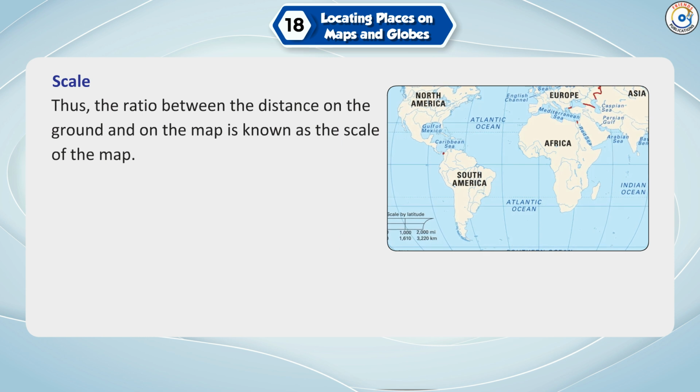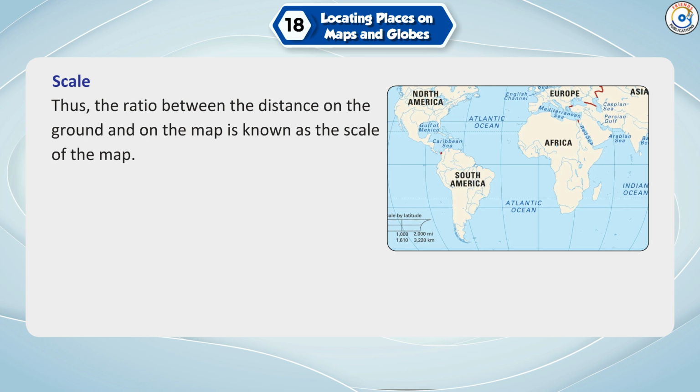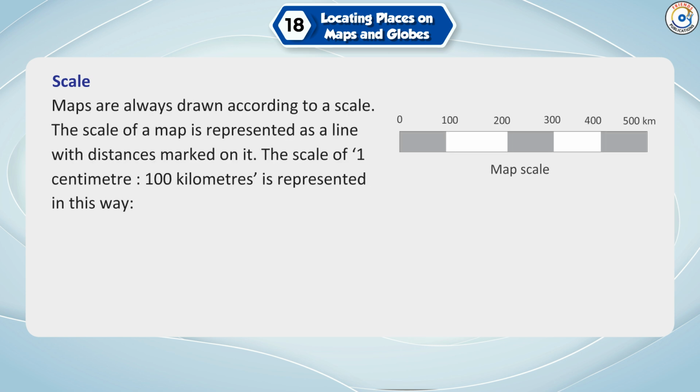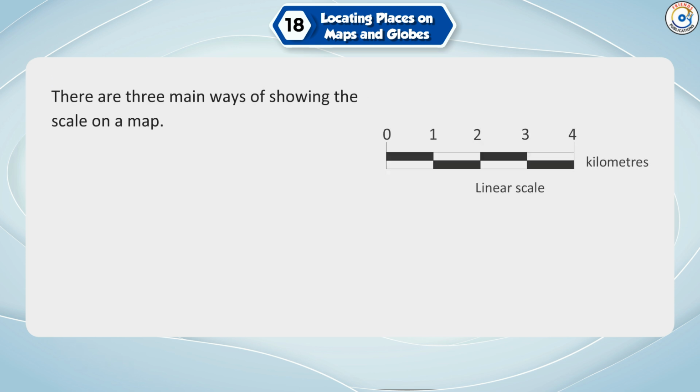Thus, the ratio between the distance on the ground and on the map is known as the scale of the map. Maps are always drawn according to a scale. The scale of a map is represented as a line with distances marked on it. The scale of 1 centimeter is equal to 100 kilometers is represented in this way. There are three main ways of showing the scale on a map.